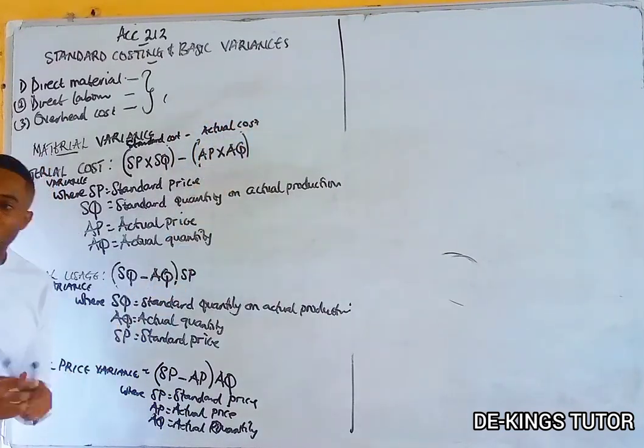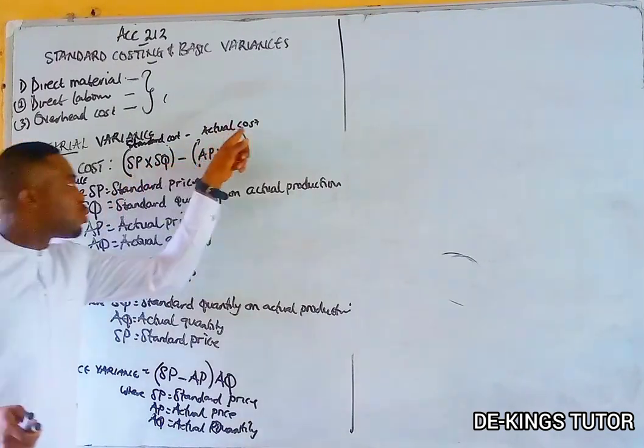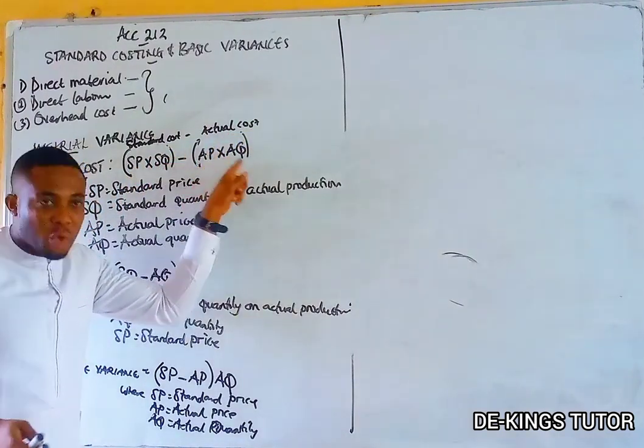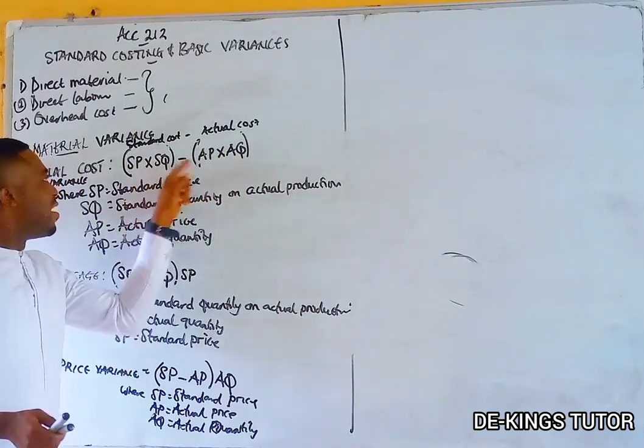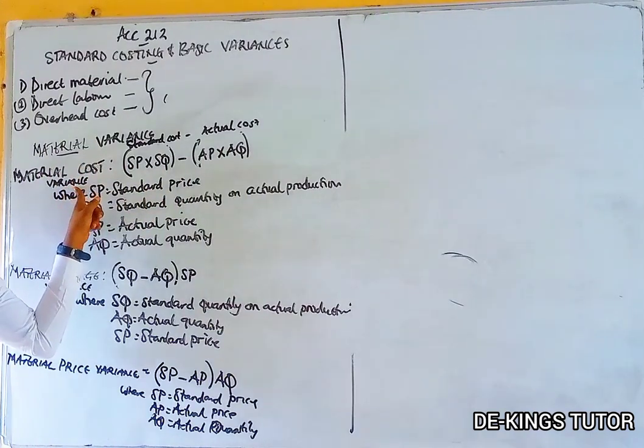So how do we get standard cost? The standard price times standard quantity. Minus how do we get actual cost? Actual price times actual quantity. So the difference gives what is the variance, which is material cost variance.